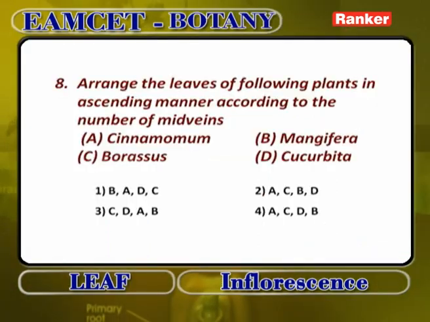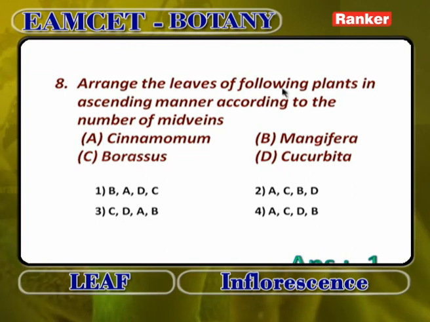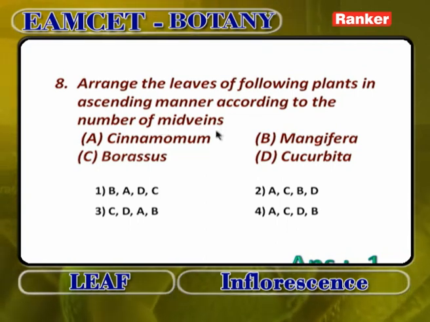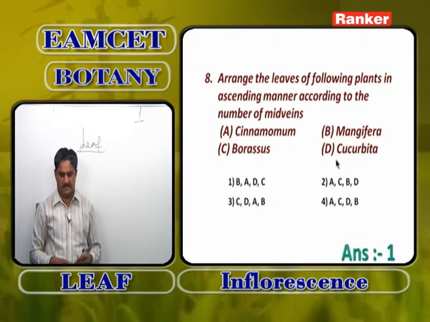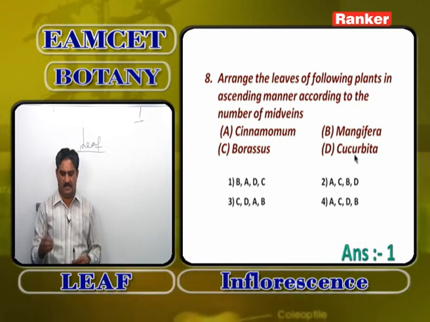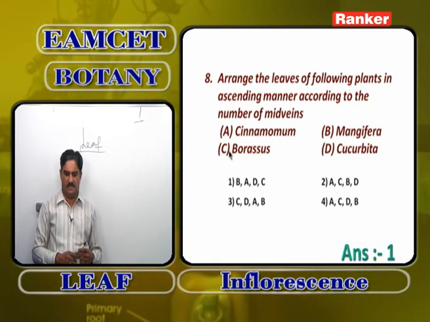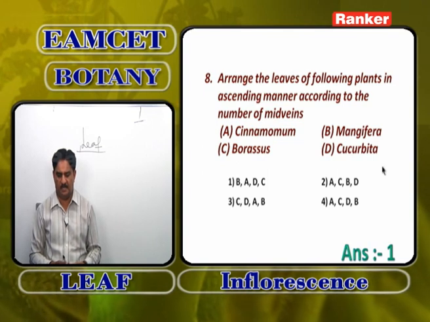Next, arrange the leaves of the following plants in ascending manner according to their number of midribs, midveins. The answer is B, A, D, C. Why? Because B is Mangifera, only one midrib. Cinnamomum has many midribs, but just more than that. Cucurbita has a little bit more, and Borassus has many. So the answer is B, A, D, C.